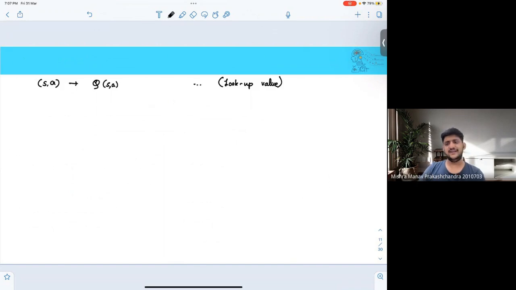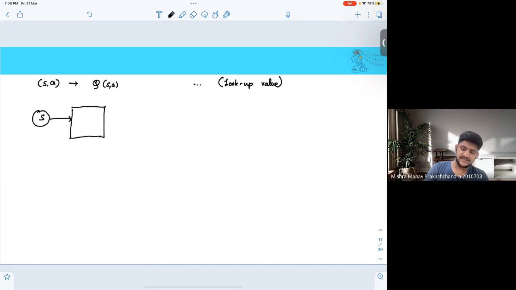I no longer take in a state action pair. Instead, I feed in a particular state information. If I feed in a state, I pass it through a neural network, which is a black box in this case. We'll call it DQN.